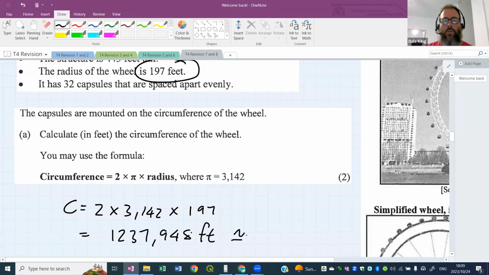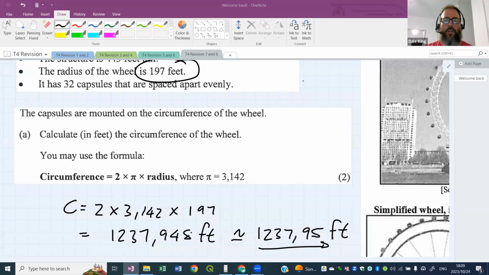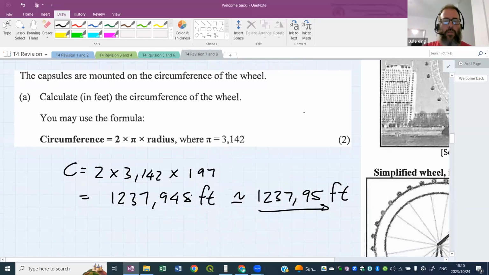And we're going to round this off to 2 decimal places. So 1237.95 feet. All right, always rounding off to 2 decimal places. Well done, good job. Just don't forget to round off to 2 decimal places. But you guys are on the money for that one. Nice and easy one to start off with. Easy marks there, money in the bag. Let's move on to the next question and see what else they have for us.